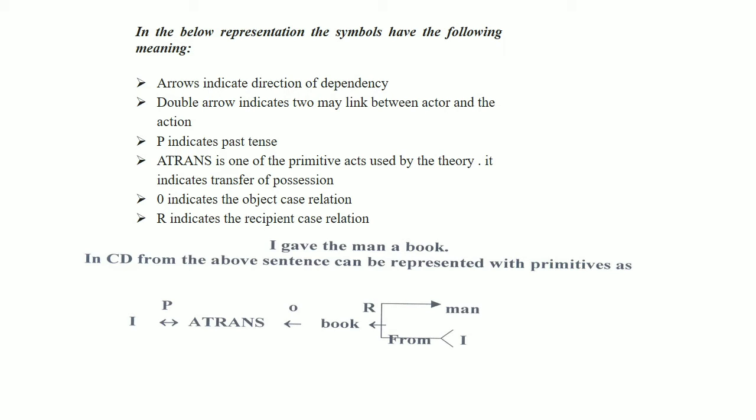Now here A trans is one of the primitives used by the theory. It gives the transfer of possession. First, the book was with me, so I have the possession of that. I gave the book to the man. So I am moving an object which is in my possession to another person. That is the transfer of possession.